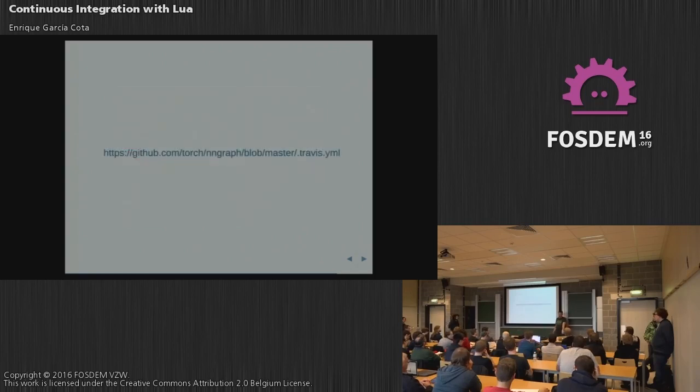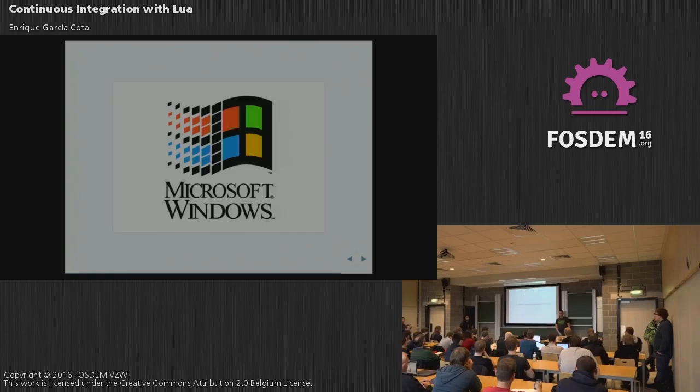Oh yeah, another important thing is that there are examples of .travis.yml doing this. One that I found is on the Torch project. The .travis.yml already does this stuff, like installing compilers and creating the C extension and everything, so you can look at it and see how they do it, because I didn't do it myself. That's it. This is Windows, no.